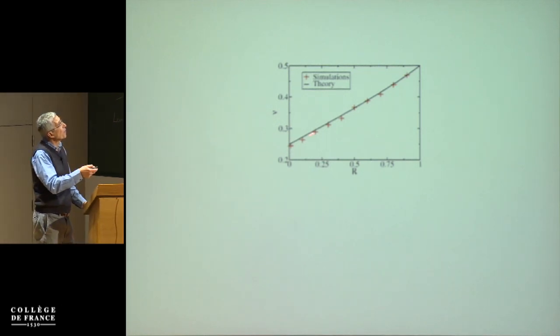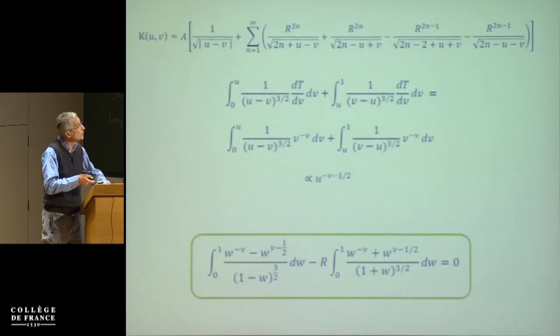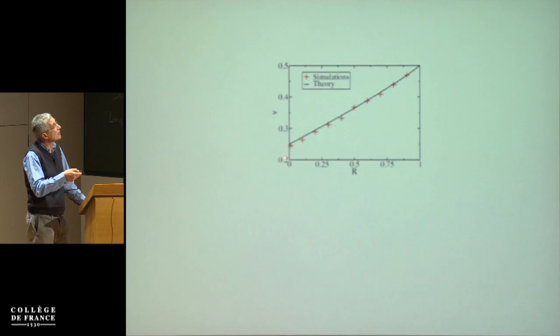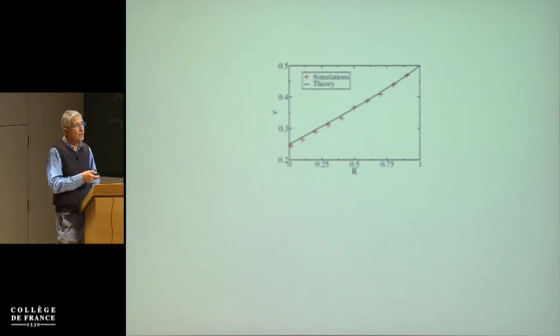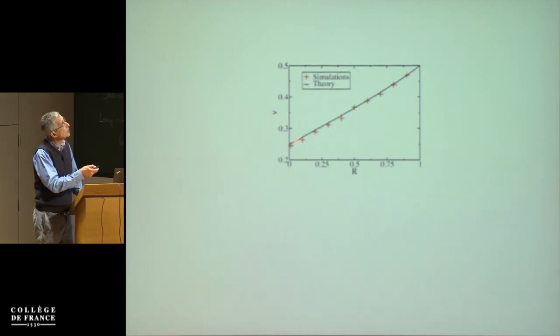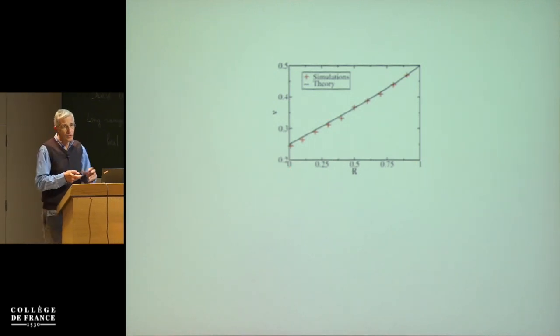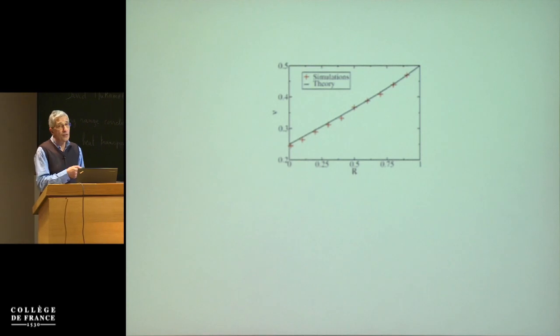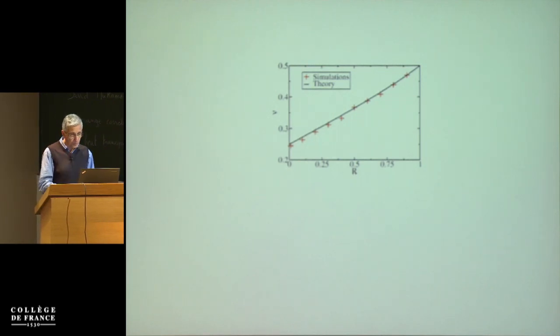This is the expression that I just showed you, and the points are just a simulation of this model. And you see that it agrees very well, and it goes from 1/4 to 1/2, depending on whether r is 0 or 1, and it's a continuously varying function.